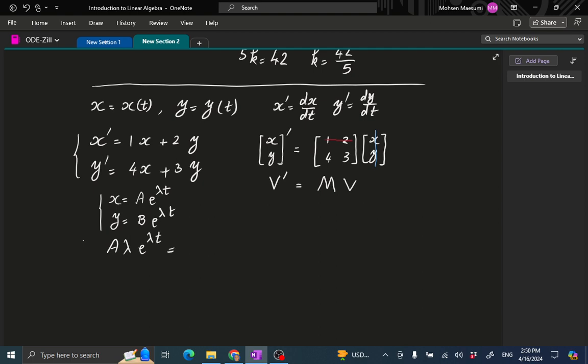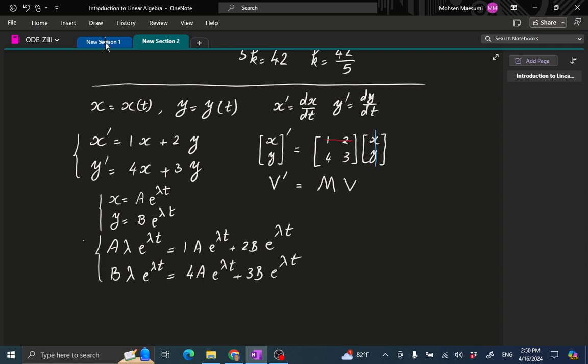On the right hand side I have 1x, so 1a exponential of lambda t, 2y, that will be 2b exponential of lambda t. On the second row, b times y prime will be b lambda exponential of lambda t. On the right hand side I will have 4a exponential of lambda t, and then 3b exponential of lambda t. So if exponential of lambda t wants to solve this equation, it has to fit in this format.